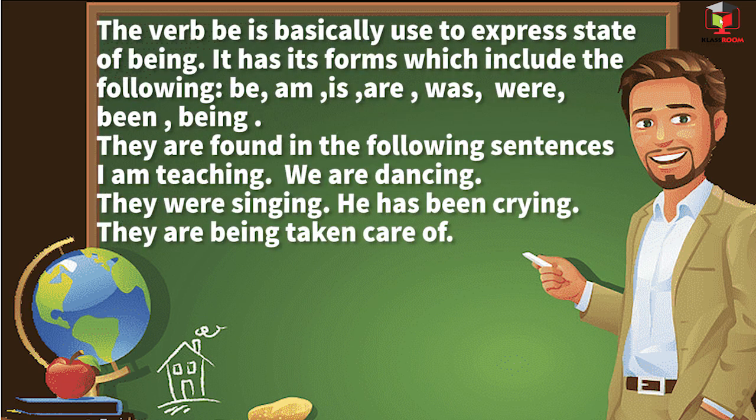The verb be is basically used to express states of being. It has 8 forms, which include the following: be, am, is, are, was, were, been, and being. They are found in the following sentences. I am teaching. We are dancing. They were singing. He has been crying. They are being taken care of.